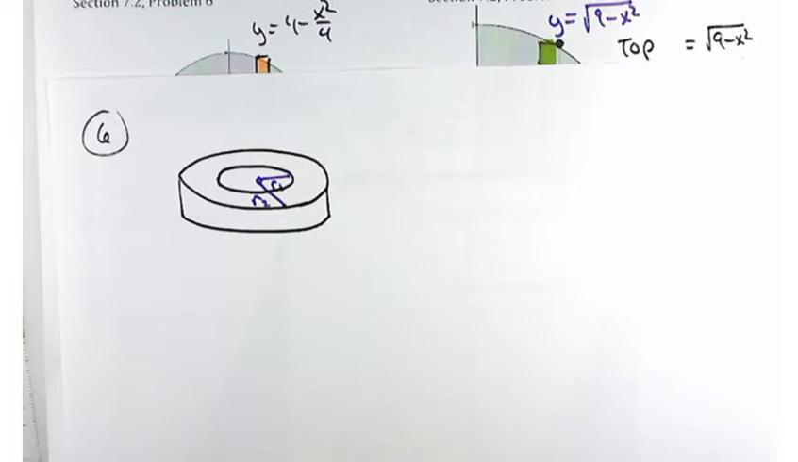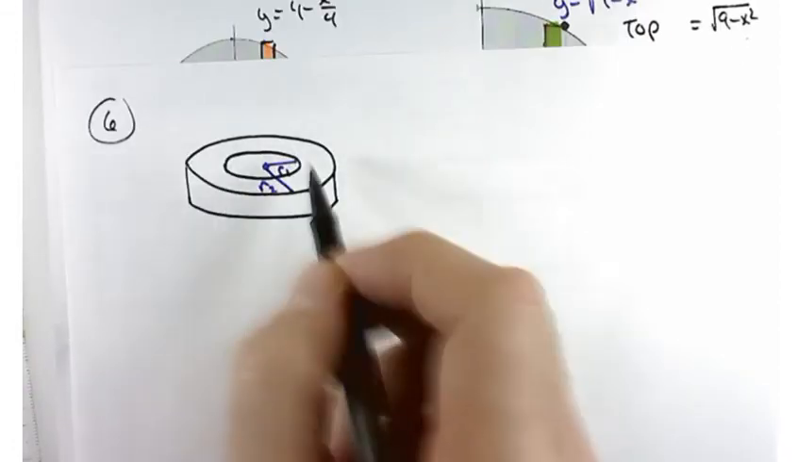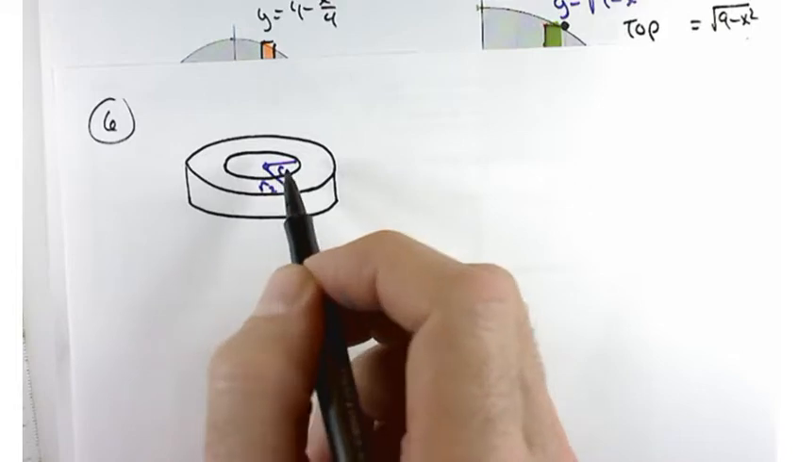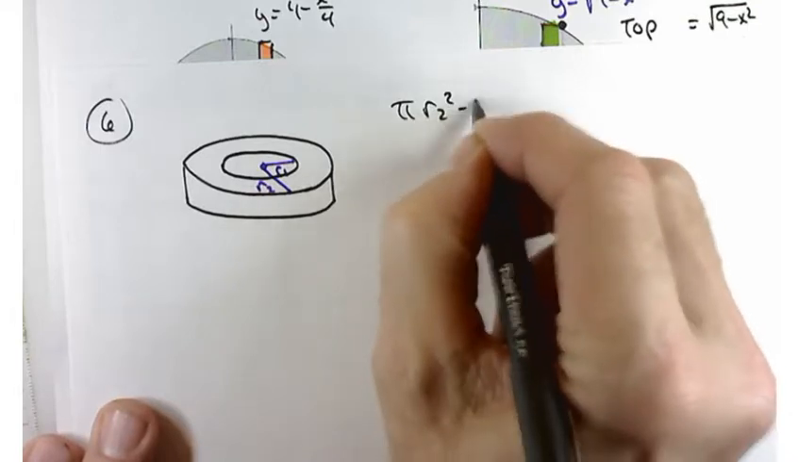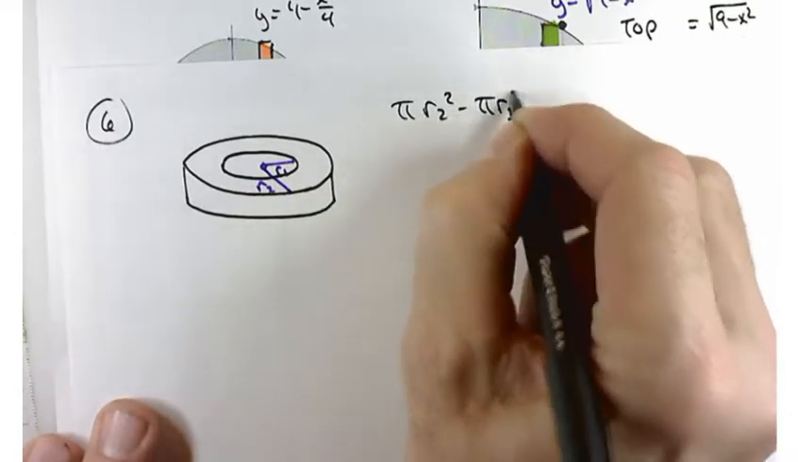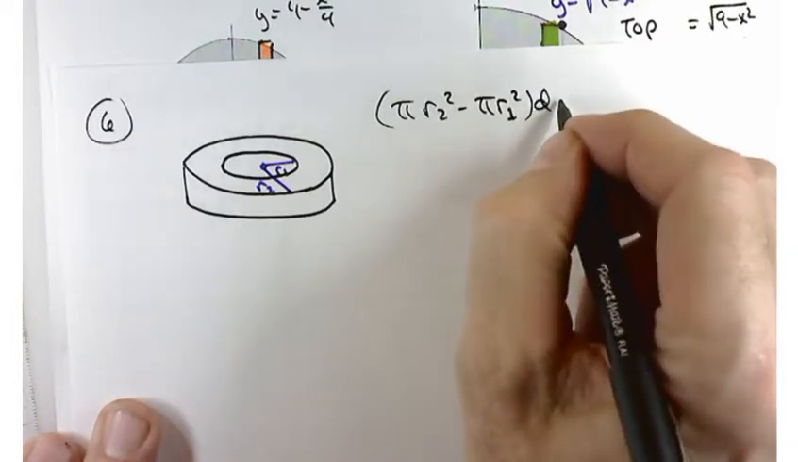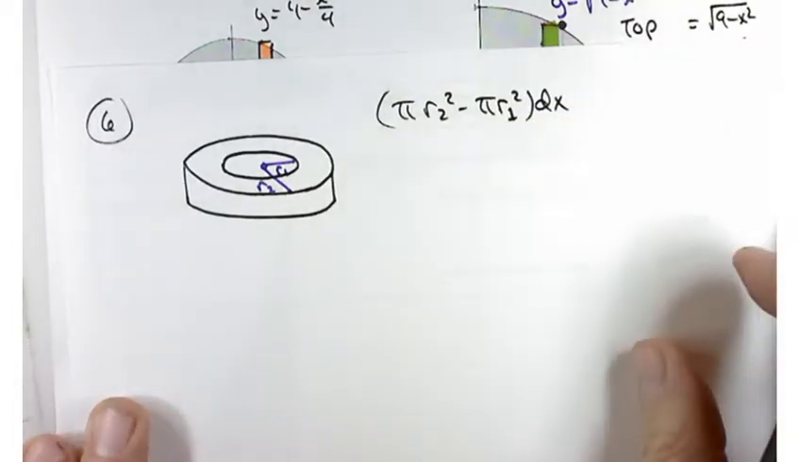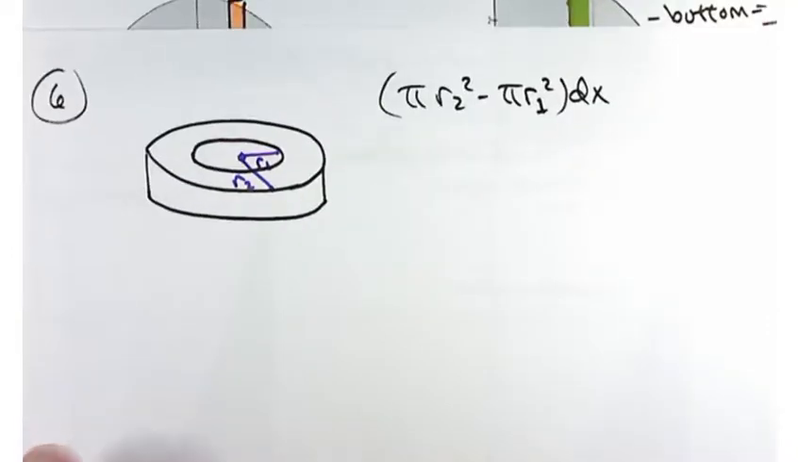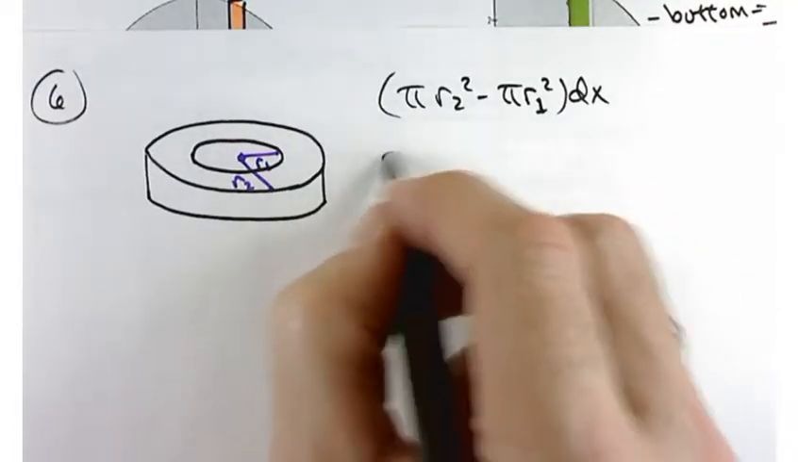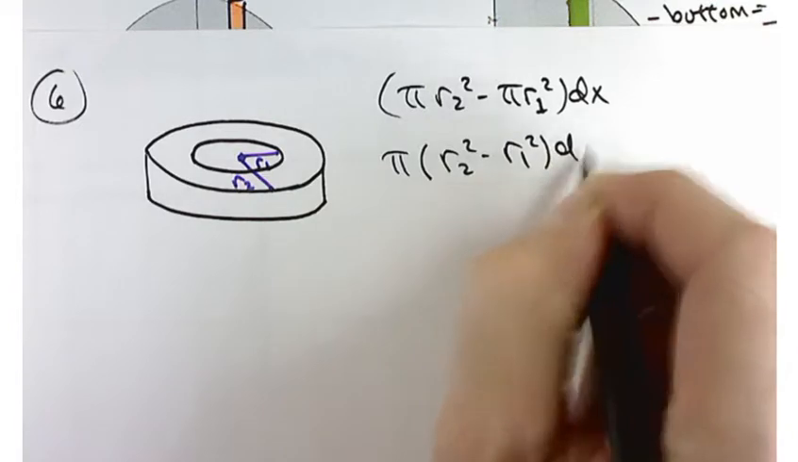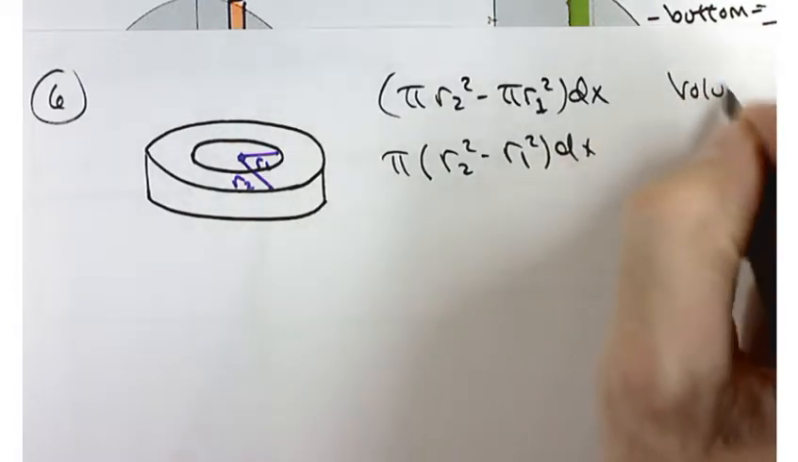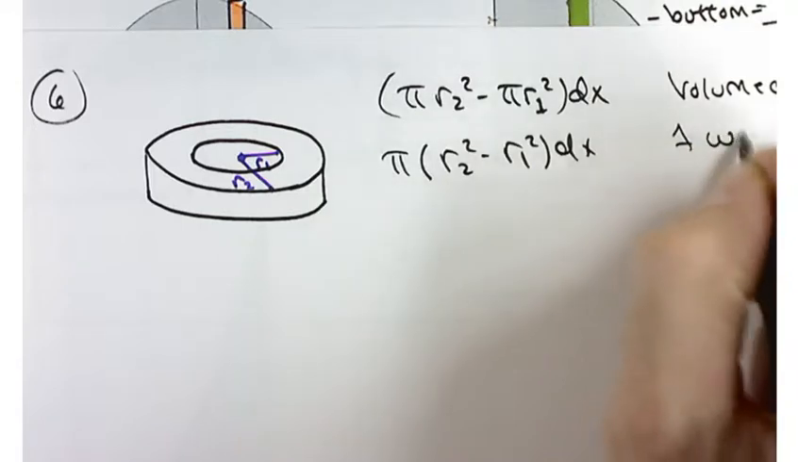As far as finding the volume is concerned, it's not going to be rocket science. What we'll do is we'll find the volume of this outer disk and subtract the volume of the inner one. So that's going to be pi R2 squared minus pi R1 squared. And that's all going to get multiplied by our thickness, which in this case is going to be a dx. Now, to clean this up a little bit more, I'll factor out the pi. So it's going to be pi times R2 squared minus R1 squared dx. And that's going to be the volume of one washer.